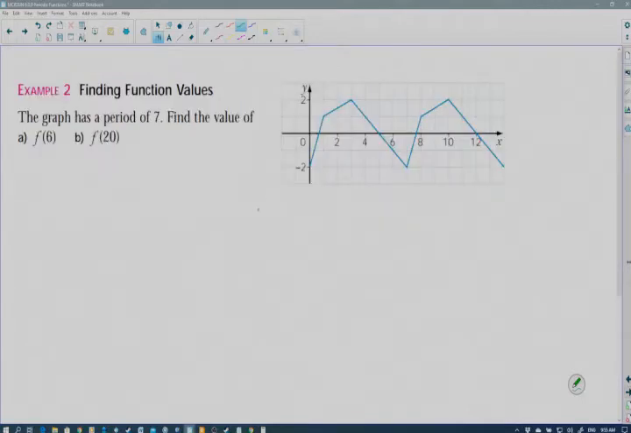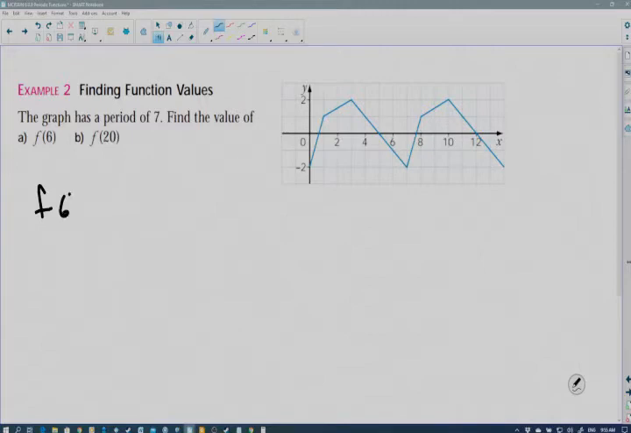What about this example here? The graph has a period of 7. Find the value f of 6 and f of 20. So now all of a sudden we're mixing in our function notation with our periodic graphs, all right?